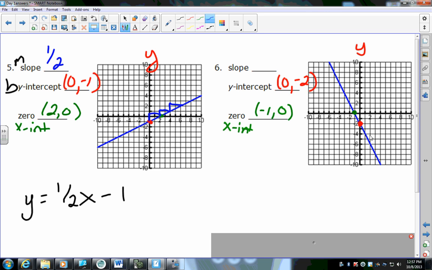So my line is decreasing from left to right. It's going down, so that means it's negative. So I'm going to go down 2 and to the right 1. Let's see if that works again. Down 2 to the right 1. That works. Good. So down 2 is -2. To the right is always positive. So I have -2 divided by 1, which gives me -2. So my equation is y equals my slope, -2x, and my y-intercept, -2.